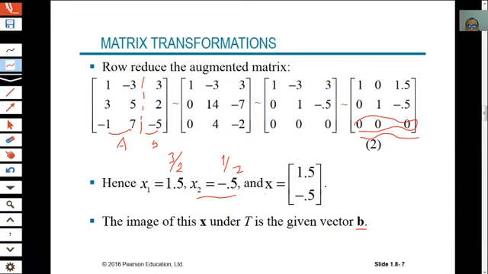Namely, we can find such an x whose image is the vector b under the transformation T. If you look carefully at the reduced echelon form of the augmented matrix, we have exactly one solution. We have the only solution. We don't have infinitely many solutions. The system is consistent, but we have exactly one solution.